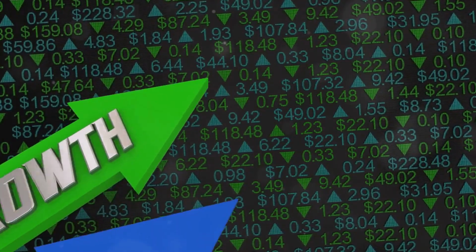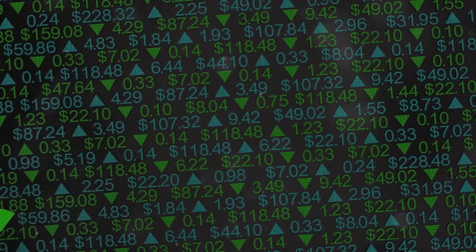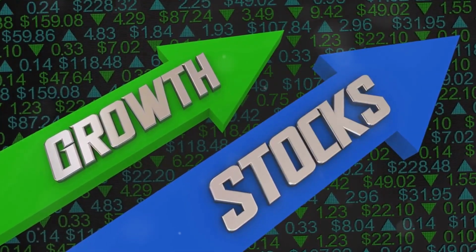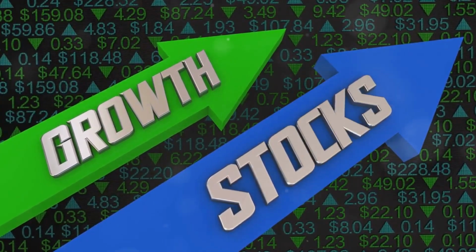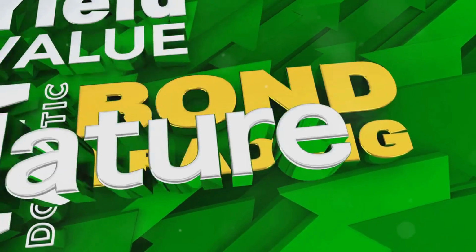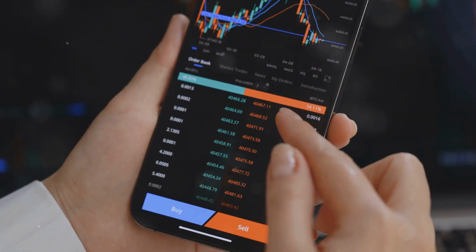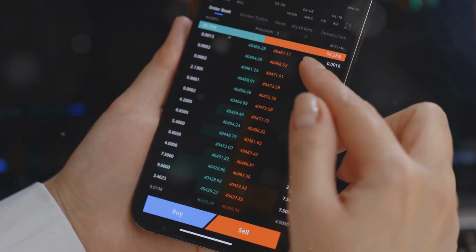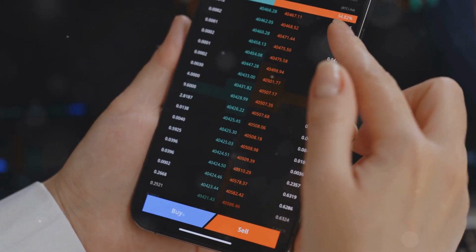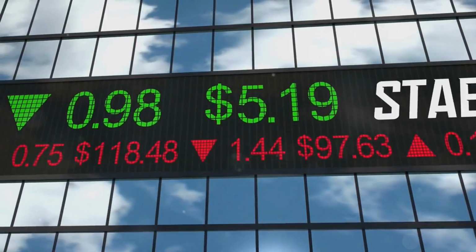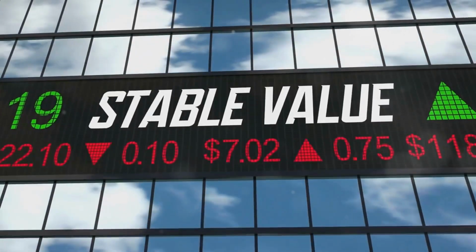Next, an aggressive growth portfolio. Here you might have 80% equities, with a heavy focus on high-growth sectors like technology, biotech, and emerging markets. 10% bonds, primarily high-yield corporate bonds, and 10% alternatives, such as venture capital, private equity, and cryptocurrencies for high-risk, high-reward potential. Lastly, a conservative income portfolio.